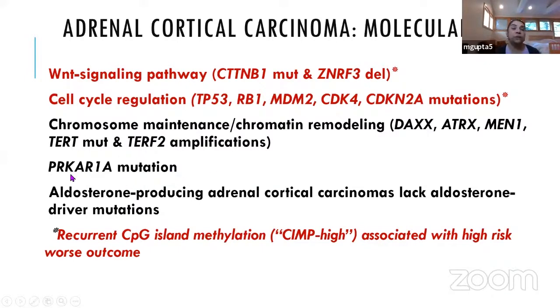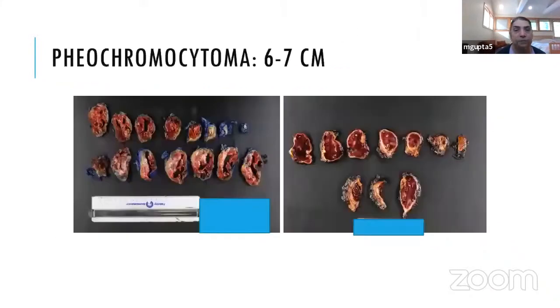The mutations of PRKAR1A class, and then the ALDO. But these lesions do not show aldosterone driver mutations, even when they are aldosterone producing carcinomas. They lack the aldosterone driver mutations, the ones we just discussed in the adrenocortical adenomas. There is a classification based on CpG island methylation. Based on that, these lesions can be CIMP-high, CIMP-low, or intermediate, and the CIMP-high lesions are high-risk lesions, and they show much worse prognosis.